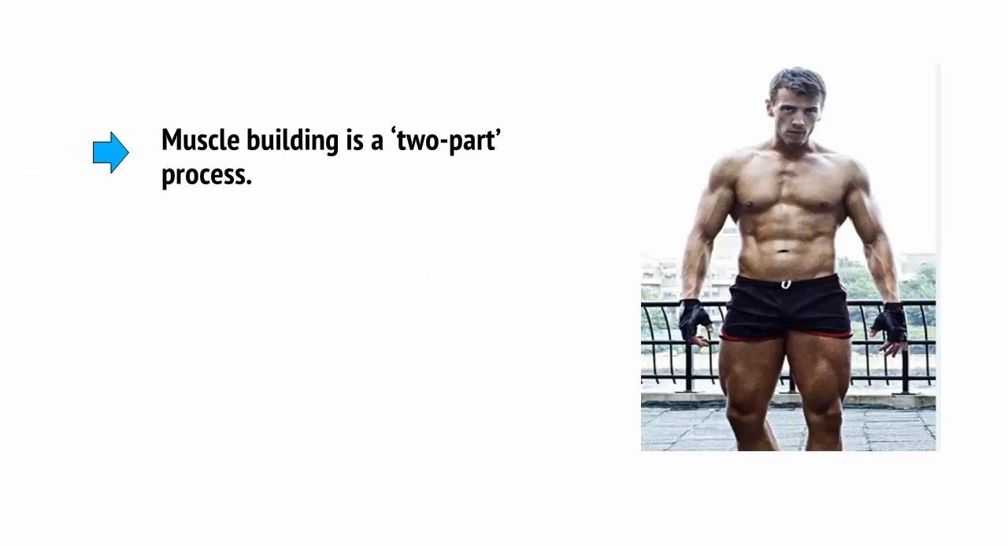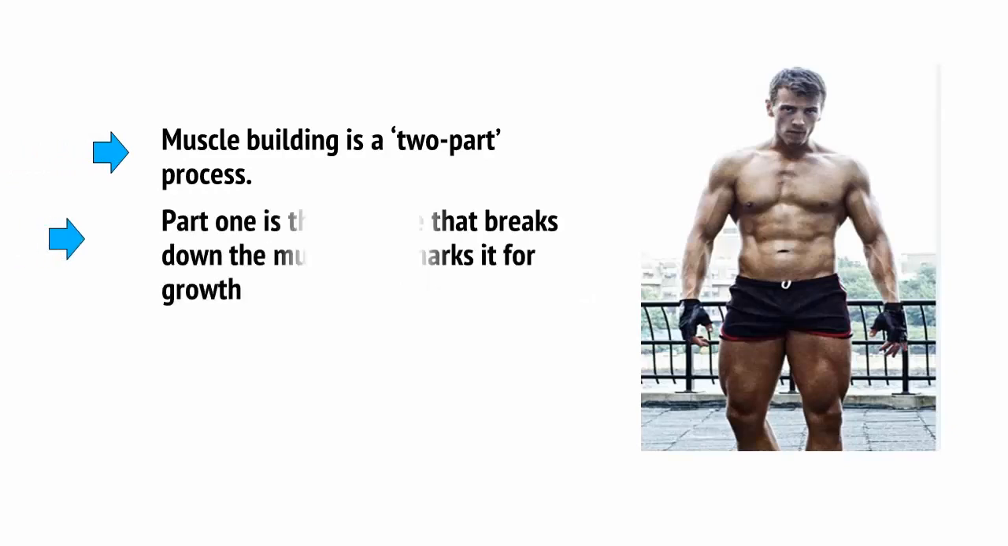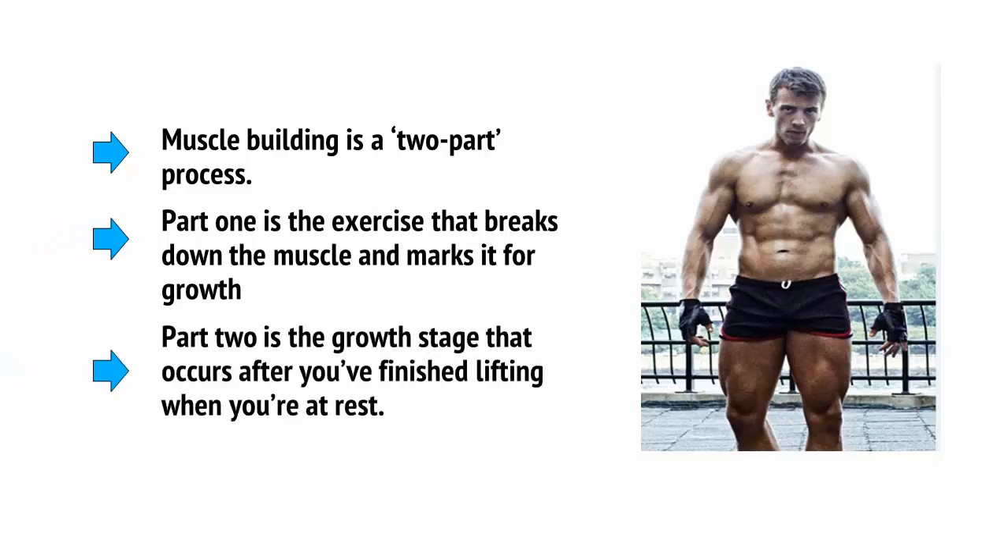In order to build muscle, you need to trigger hypertrophy. This is simply the technical term for muscle growth, and it actually occurs when you're resting. This makes muscle building a two-part process. Part 1 is the exercise that breaks down the muscle and marks it for growth, and part 2 is the growth stage that occurs after you finish lifting, when you're at rest.